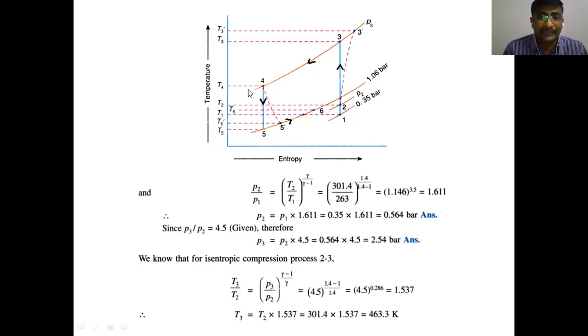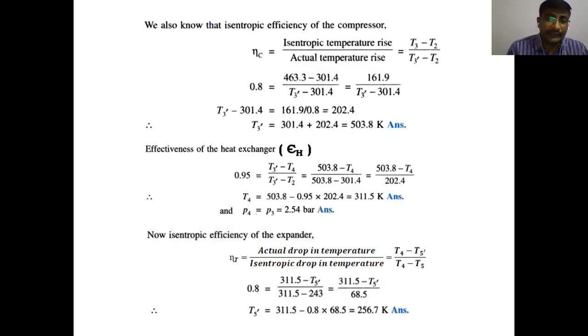Therefore, T3 dash minus T2, this is the temperature at T2. By extending this line up to T2, that is the maximum possible. So T3 dash minus T2 is the maximum temperature drop in the heat exchanger. So T3 dash minus T4 divided by T3 dash minus T2 is the effectiveness of the heat exchanger. That is 0.95, which is given.